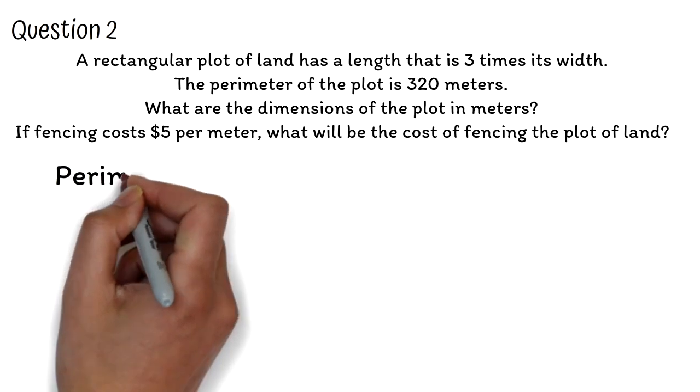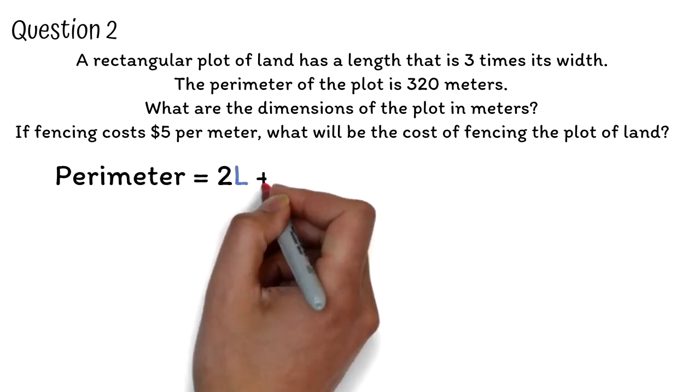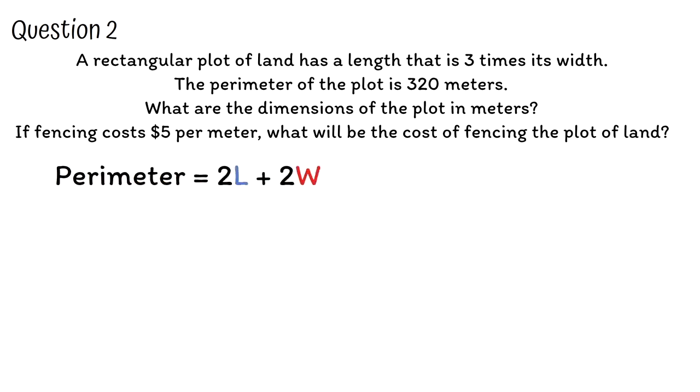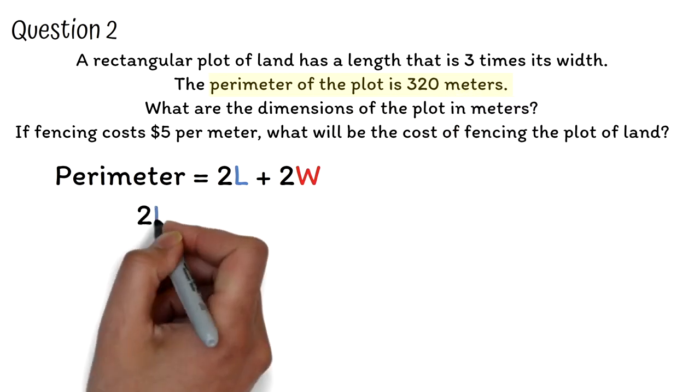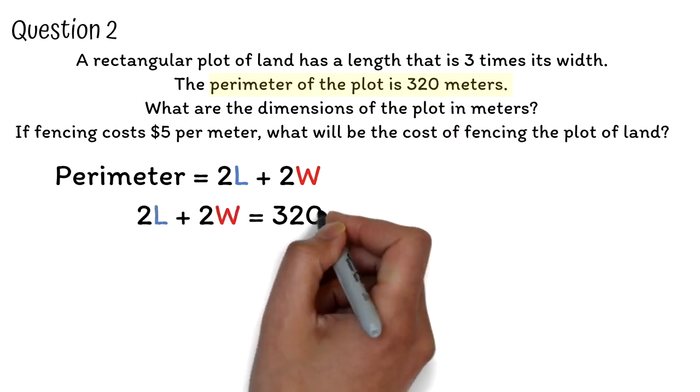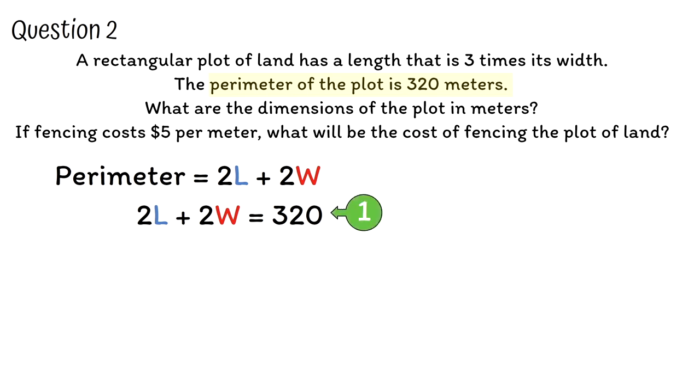The perimeter of a rectangle is twice the length, plus twice the width. This formula will be given to you. Here, we are told that the perimeter is 320. So we have 2L plus 2W equals 320. Let's call this equation 1. We are using L to represent the length of the plot, and W to represent its width.